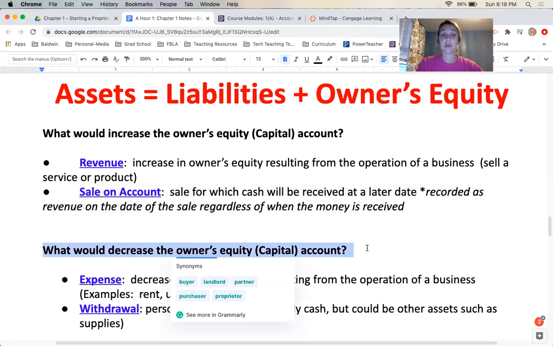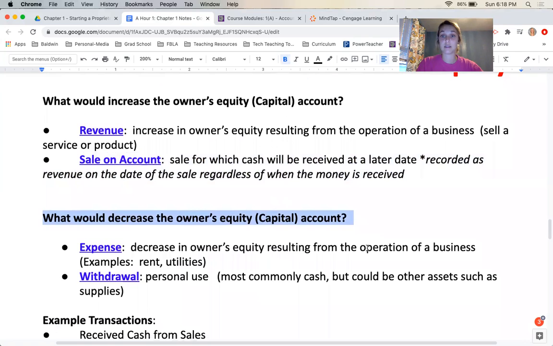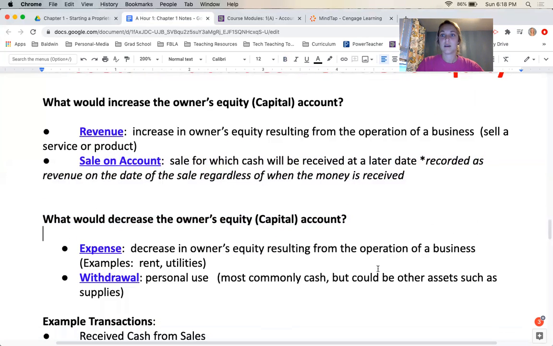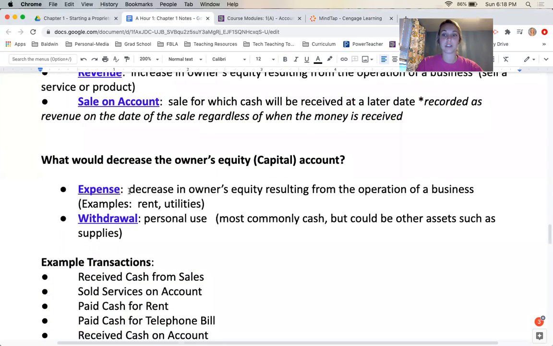The flip side of things, we also have accounts that decrease owner's capital. So it makes owner's equity go down, which is never great, but that's just how the world works, and operation of business makes us have expenses, which is the first way that owner's equity goes down, which is just paying for bills and rent and sometimes different inventory and supplies that we might need in order to run our business correctly.